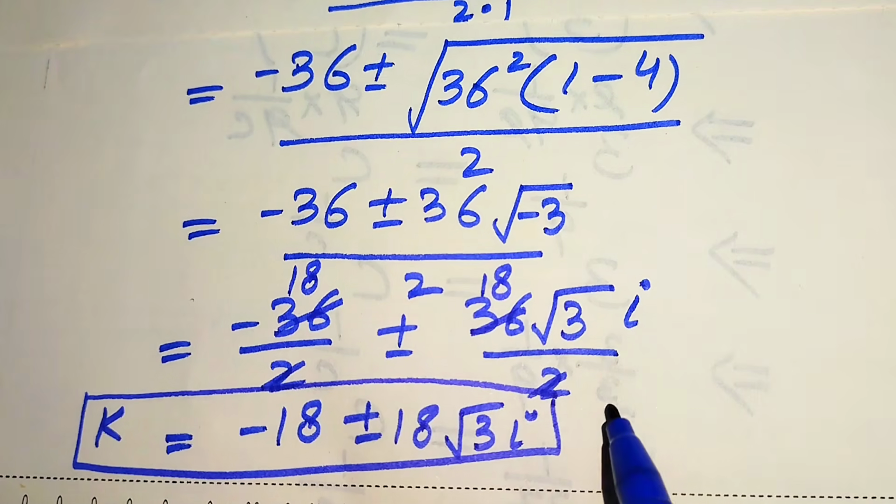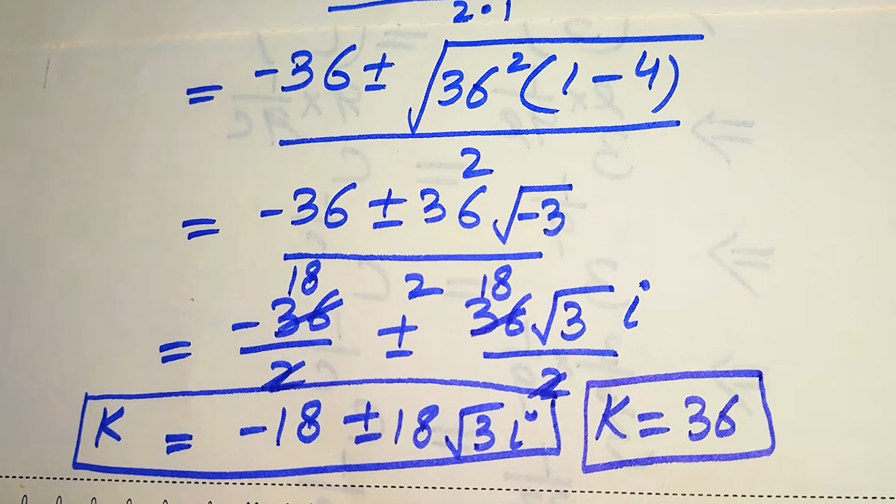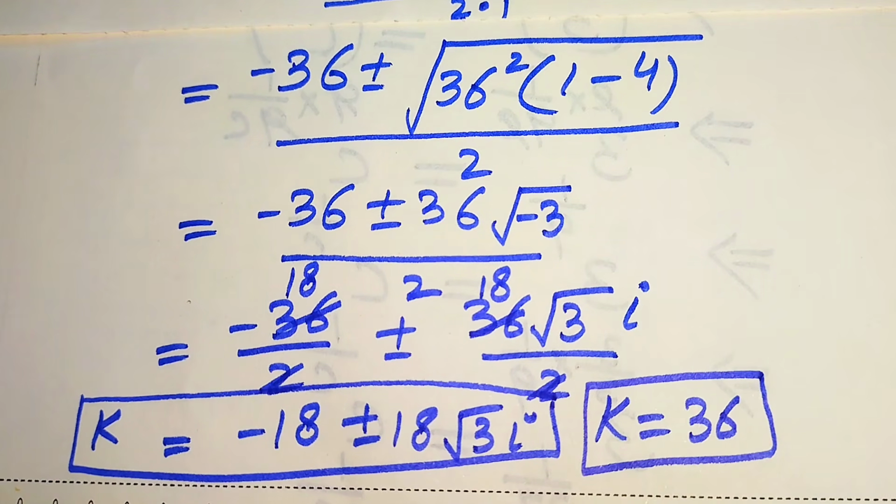Finally, there are three roots of the given equation, of which two are complex roots, and k equals 36 is the only real root of the given equation. So this is our final answer to this question.